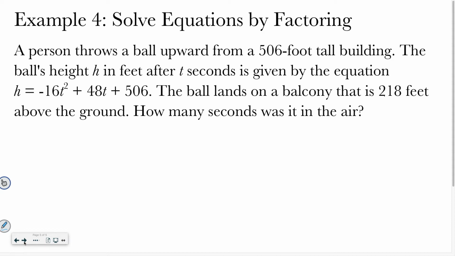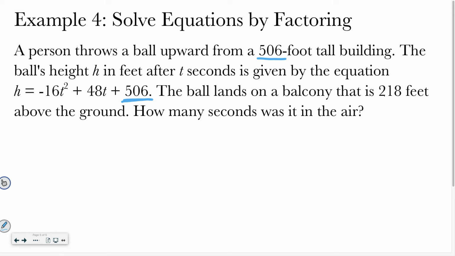So moving forward in math and science, you'll find out that when you're talking about feet, negative 16 is going to go along with your gravity. Like that represents gravity. It's how fast it's being pulled back to the earth. So you'll see a lot of negative 16s, or if we're talking about meters, it's negative 9.8. Okay, and then so the equation is negative 16t squared plus 48t plus 506. That 506 represents however high the object starts.